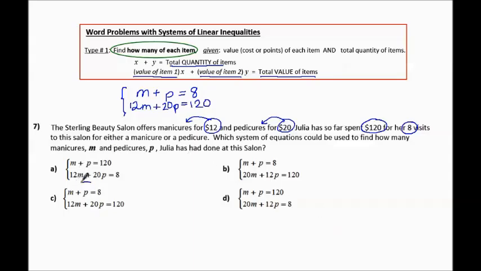In this case, it looks like option C is the one that puts the numbers in the same order in which we have in our system, as well as the first equation has the 8. So we select that.